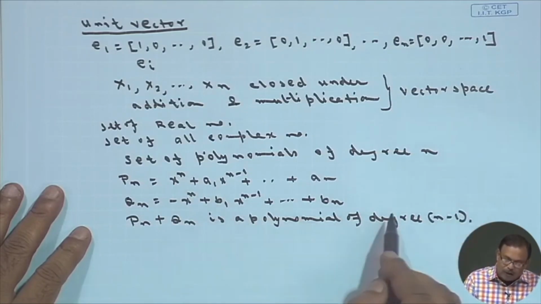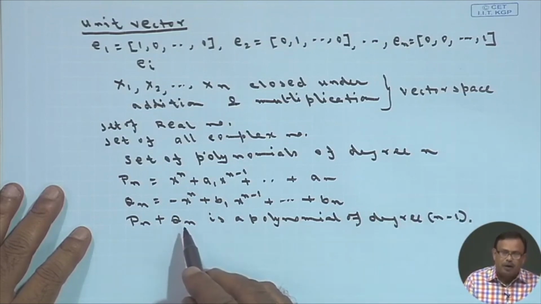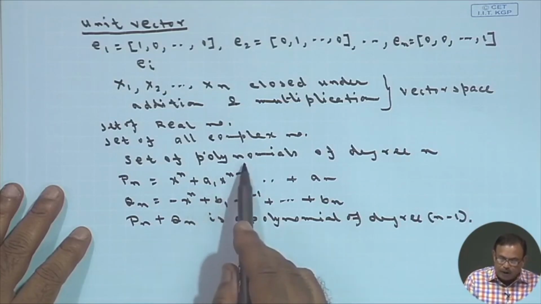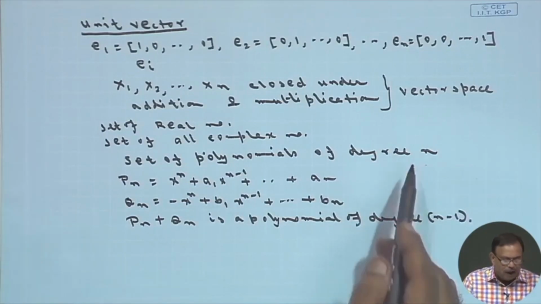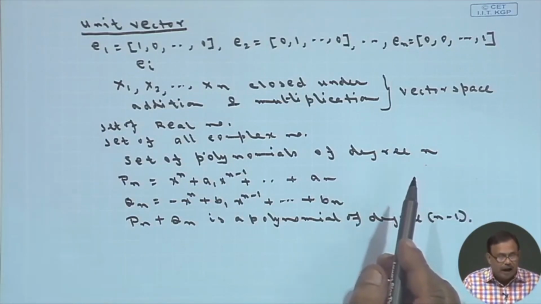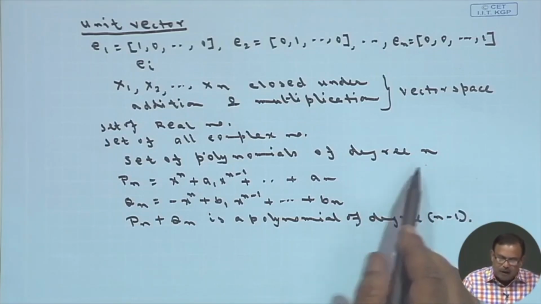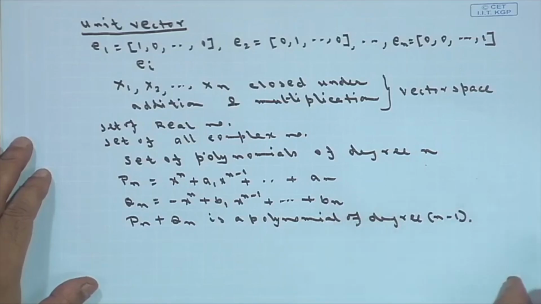So, from here we can conclude that after addition, whatever result you are getting does not belong to the set of polynomials of degree n. In other words, the set of polynomials of degree n will not form a vector space. So, I hope it is clear.